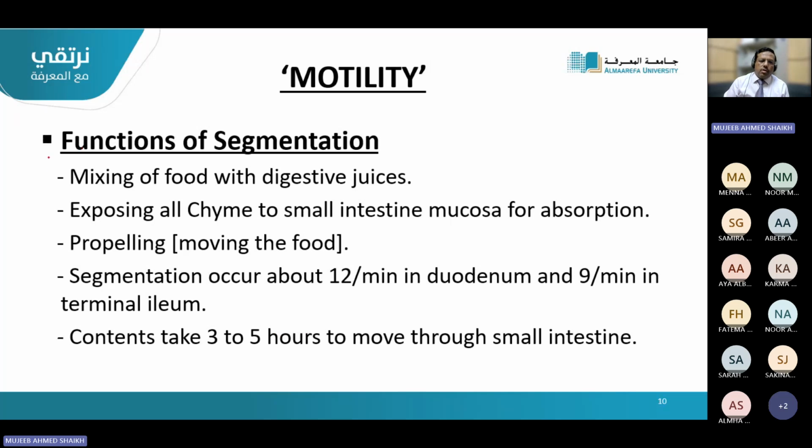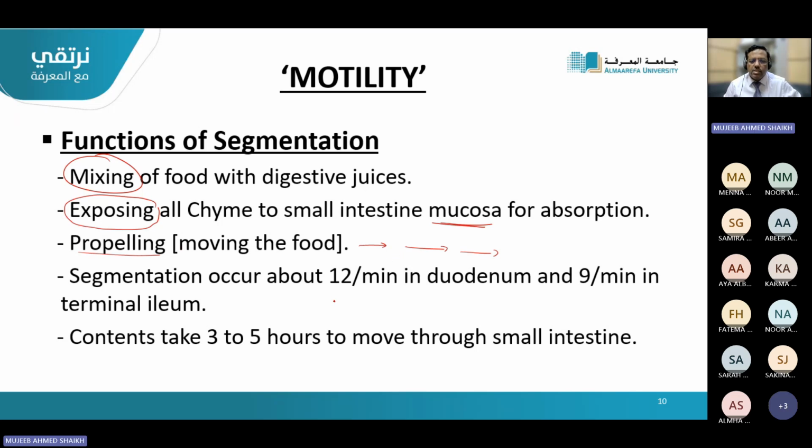As I told you before, segmentation contractions are useful for mixing the food with the digestive juices and also rolling the food so that it comes in contact with the mucosa, so that more absorption and more digestion will take place. And also it will move the food to the next segment or maybe to the large intestine. So propulsion of the food, mixing of the food and exposing this food to the mucosa for absorption.